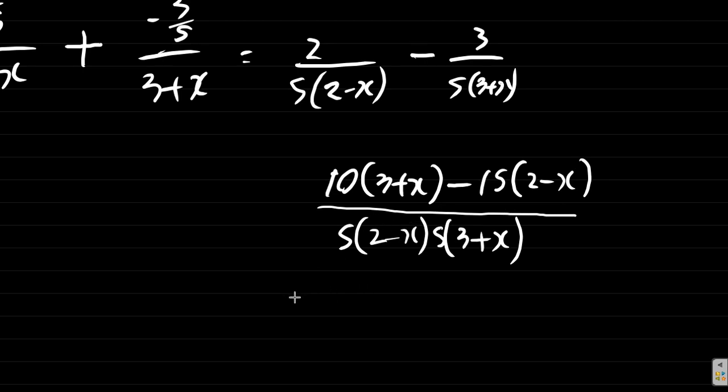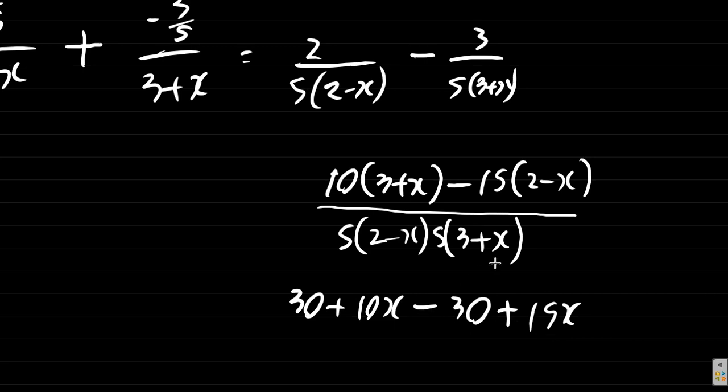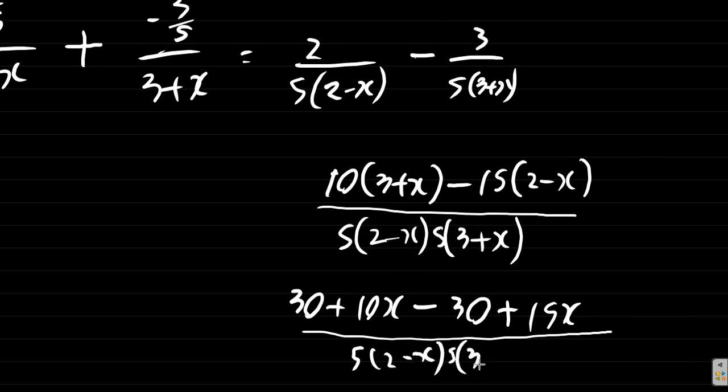This will work out to be 10 times 3 is 30, plus 10x, minus 15 times 2 is 30, plus 15x. So this is going to be minus all of this, over 5, 2 minus x, 5, 3 plus x.